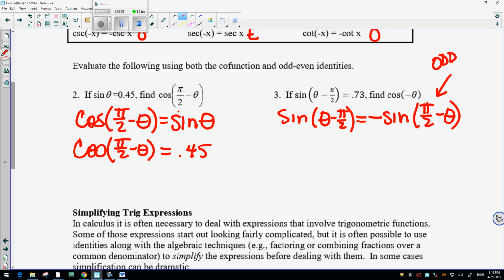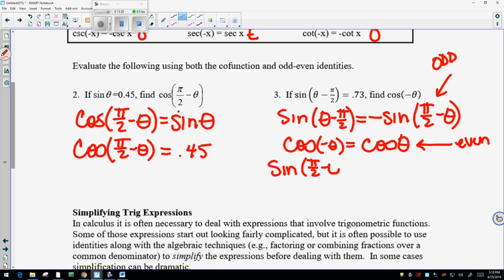Okay, I have to find cosine of negative theta. Well, cosine of negative theta is equal to cosine of theta. So this is just identifying our even identity or even property of cosine. And if I plug them in, now think about this. We know sine of pi over 2 minus theta is equal to cosine of theta, but we don't have pi over 2 minus theta. Okay, what we have is theta minus pi over 2, but using this identity, I get this over here, sine of pi over 2 minus theta, but it's negated.